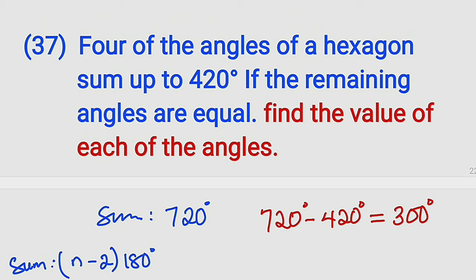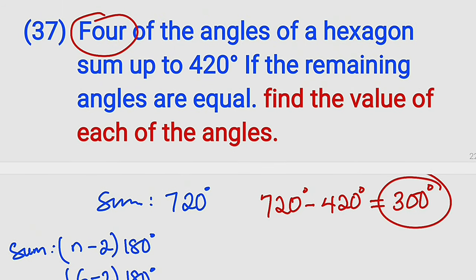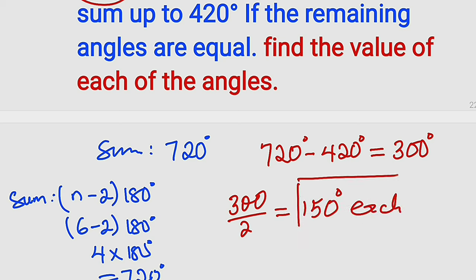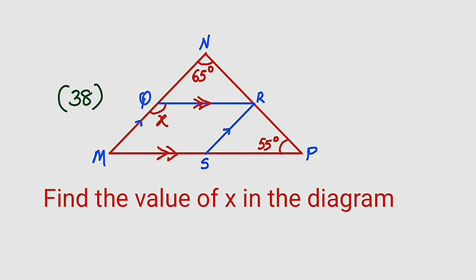Since the hexagon has 6 sides, and we already have 4 angles, you know, every polygon has an equal number of sides and angles. So if we have 4 angles, then we have 2 extra to make it 6. So those 2 angles left will share 300 because they are equal. So we have 300 divided by 2 for the 2 angles, which is 150 degrees each. So this is the solution to this problem. Let us move on to the next one, which is question number 38.